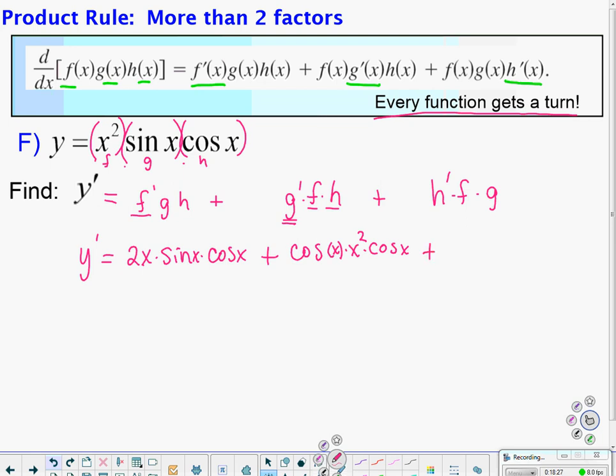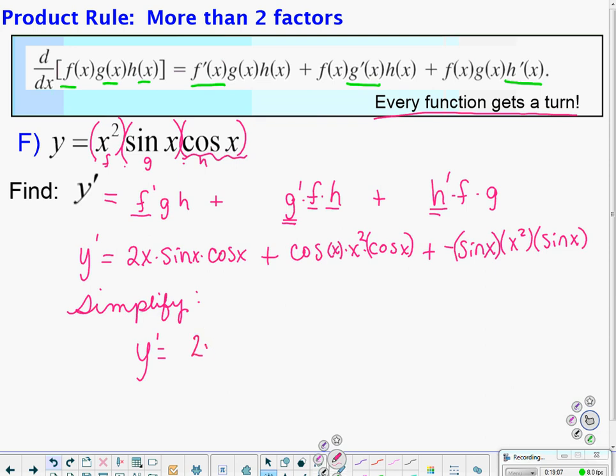And finally, we have h prime. Derivative of h would be negative sine. And then multiplied by x squared multiplied by sine of x. Kind of like the parentheses better, do you? Something like that. Is there some simplifying that could happen? Totally. It looks like they don't all have a cosine in common, do they? Let's simplify. I was hoping to do a little bit of GCFing with it, but not the case. Doesn't lend itself to that.